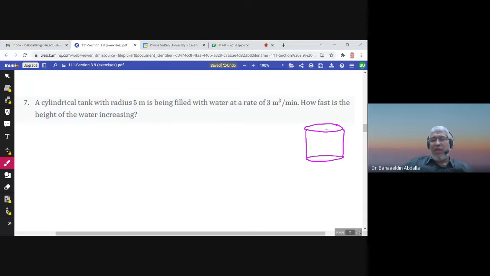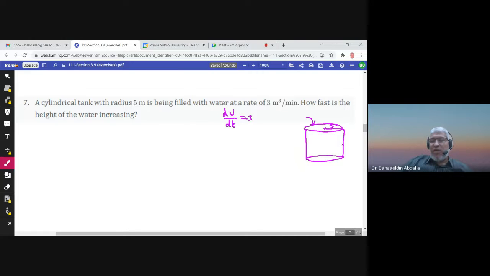The radius of the tank doesn't change, it's 5 meters. It is being filled with water at a rate of 3 meter cube per minute. So meter cube per minute means this is dV by dt, the change of the volume with respect to time. How fast is the height of the water increasing?